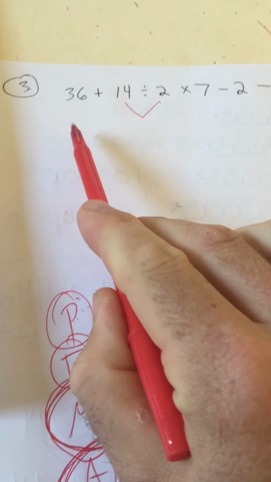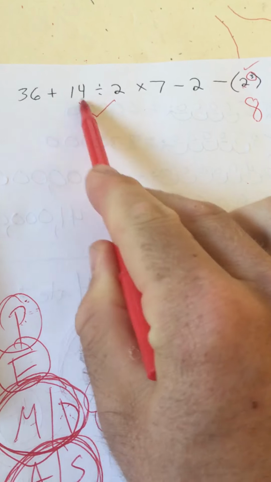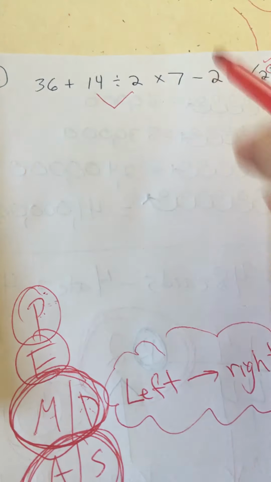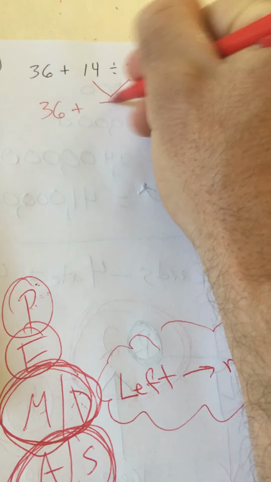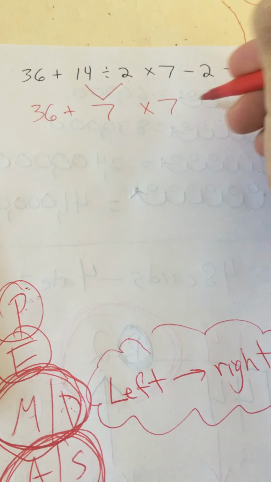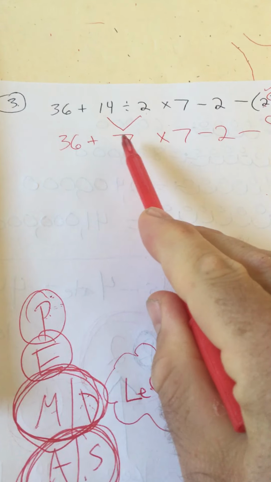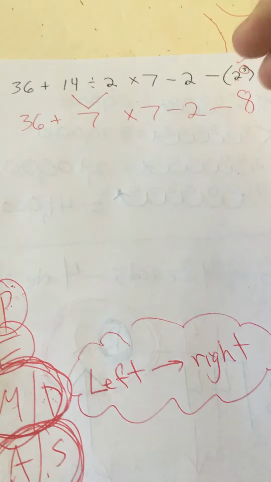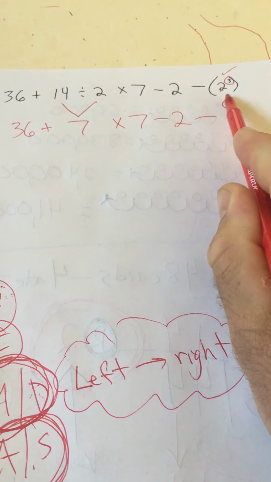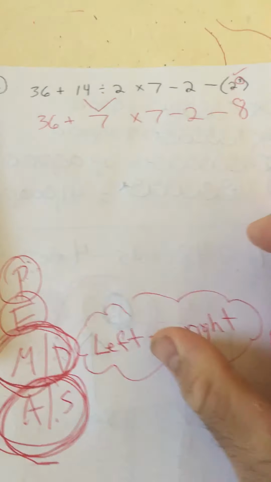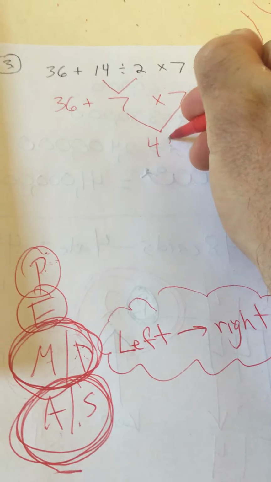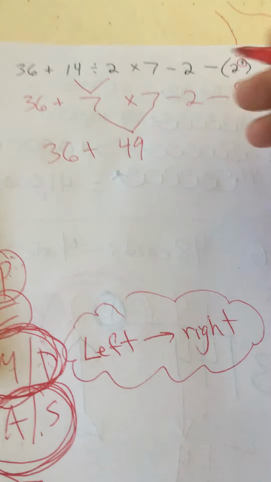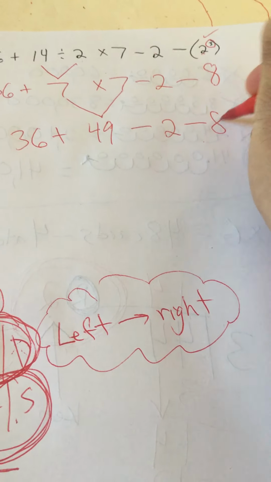So now, working from left to right, we don't do 36 plus 14. We're going to do this division first. We're not even going to do the multiplication yet, because we work left to right. So we're going to do 14 divided by 2 is 7, and then we're just going to rewrite the rest of the problem. So we have 36 plus 7, because we got rid of 14 divided by 2, times 7 minus 2 minus the 8, because we got rid of the parentheses and the exponents. Now we're not going to do 36 plus 7. We're going to do 7 times 7 is 49. So we have 36 plus 49 minus 2 minus 8.